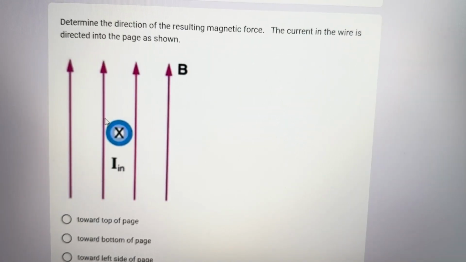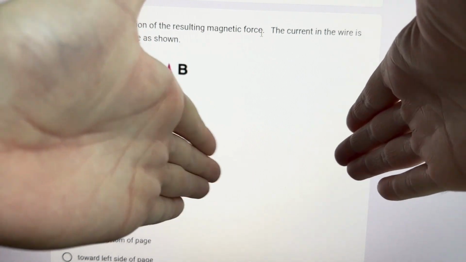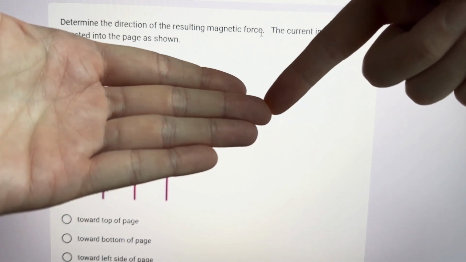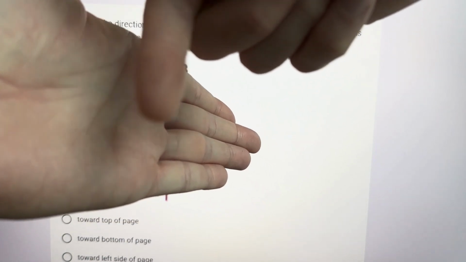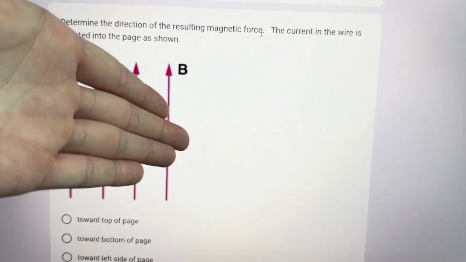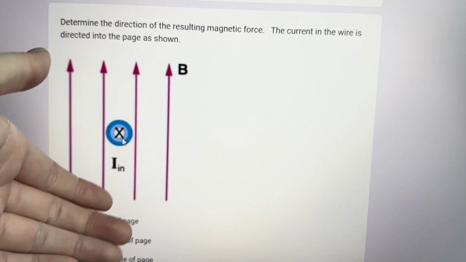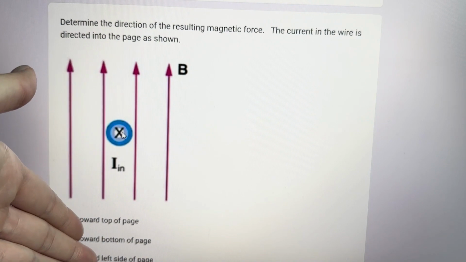Determine the direction of the resulting magnetic force. Okay, so already I'm thinking it's got to be the third hand rule, right? That's the only one with a force, and it's for when a moving charge enters an external magnetic field that it did not create, and as a result, it feels a force from the interaction with its own magnetic field. So the current in the wire is directed into the page as shown.